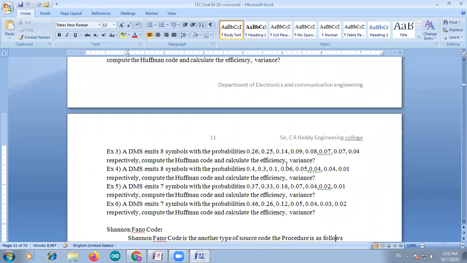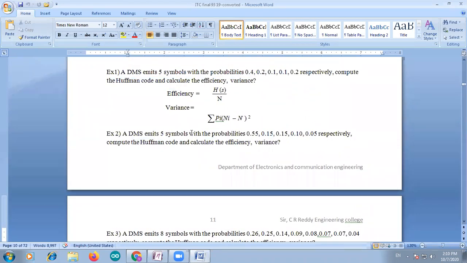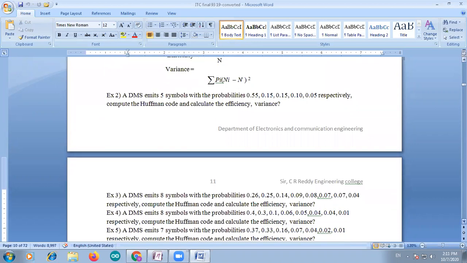Compute the Huffman code and calculate the efficiency and the variance also. The variance is sigma pi into (ni minus N bar) whole square, where pi is the probability of the ith event, ni is the length of the ith event code word, and N bar is the average code word length, that is sigma pi ni. Likewise, calculate the variance also. So that is the first problem.